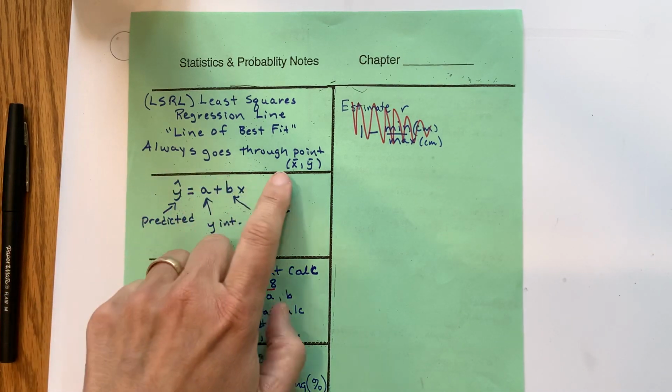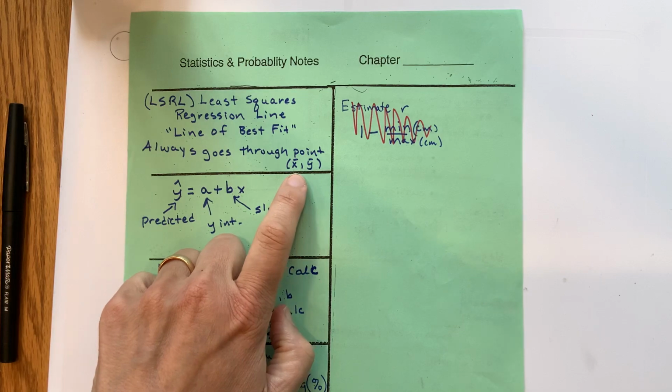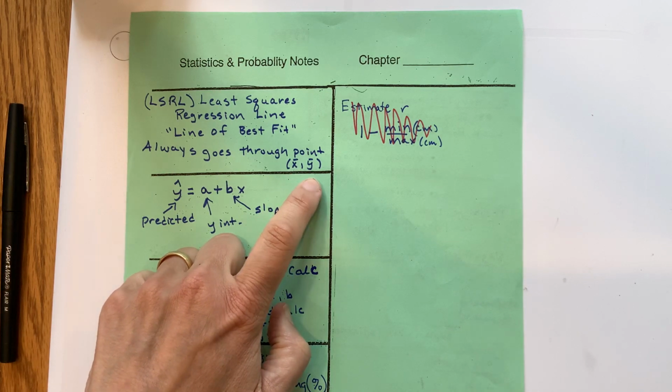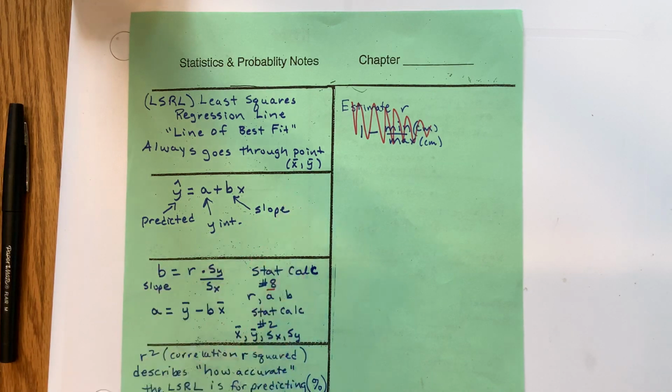That line's always going to go through your X bar, Y bar, so your average of your first list and your average of your second list, it's always going to go through that point. But we're not going to graph any, we're just going to talk about how to find a line of best fit.